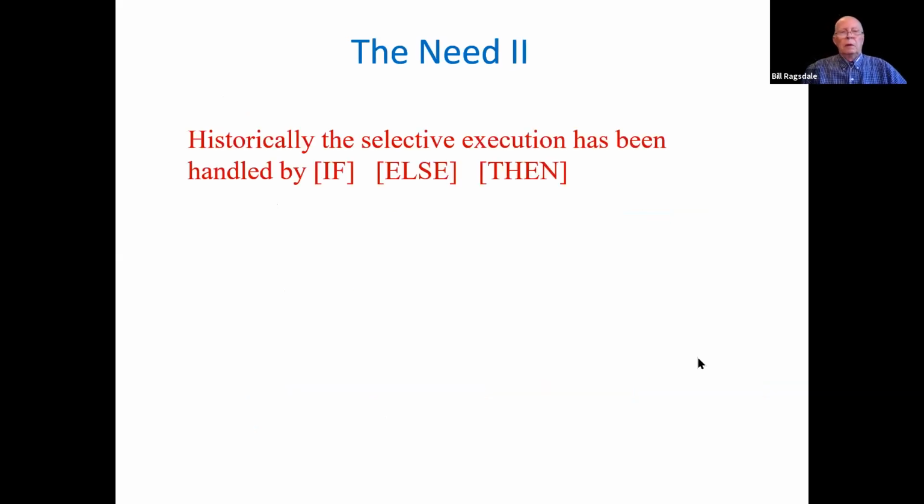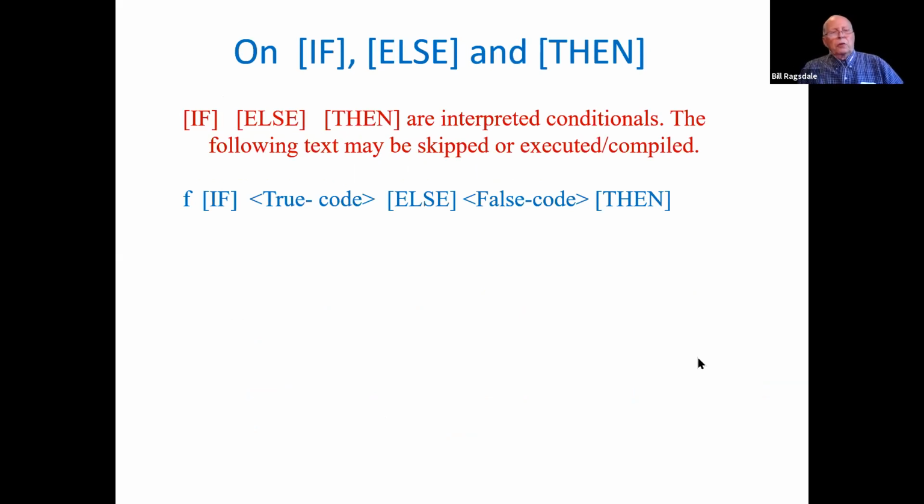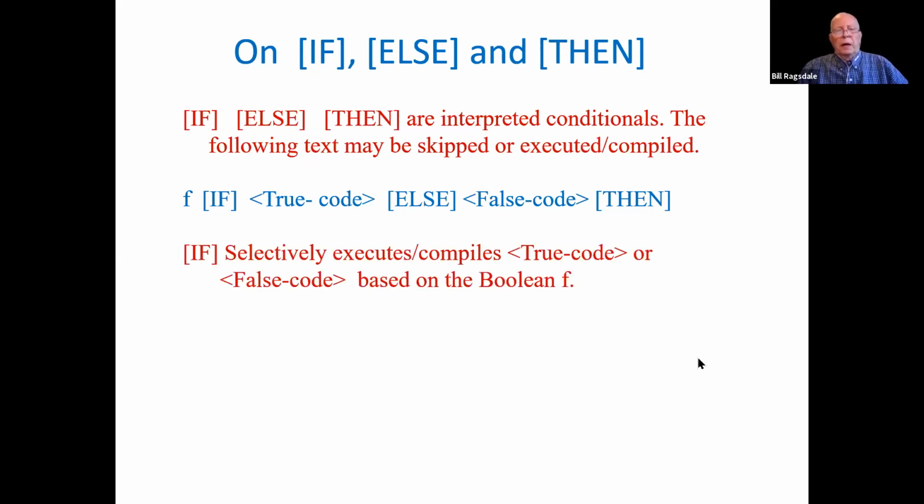So historically, we've had the use of the high-level words if, else, then, the bracketed if, else, then. These are interpreted at the source code level, whereas, of course, we know the regular if, then, else is at the compile level. So I'd like to build on that. The way this operates, of course, is that the bracket if takes a Boolean flag. If that flag is non-zero true, we execute or compile the text following until else, then jump to then. If, however, it's zero or false, we execute or compile the false code.